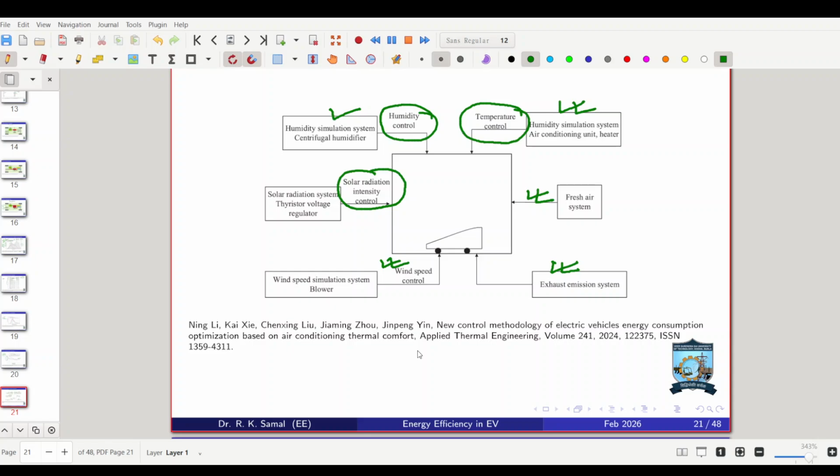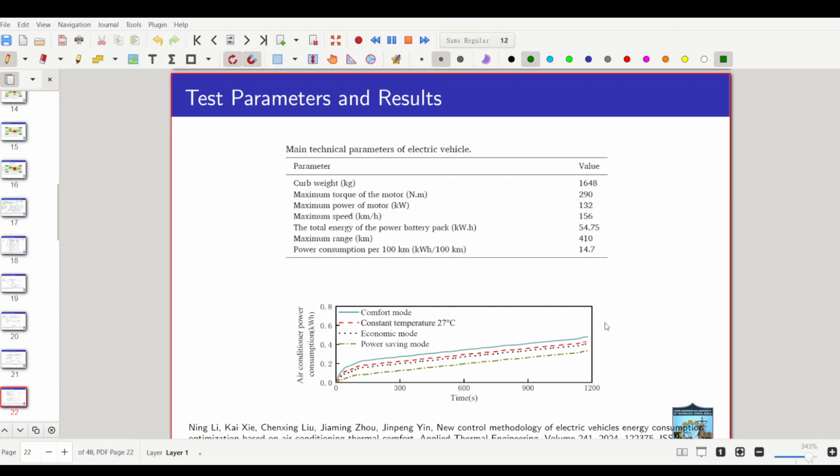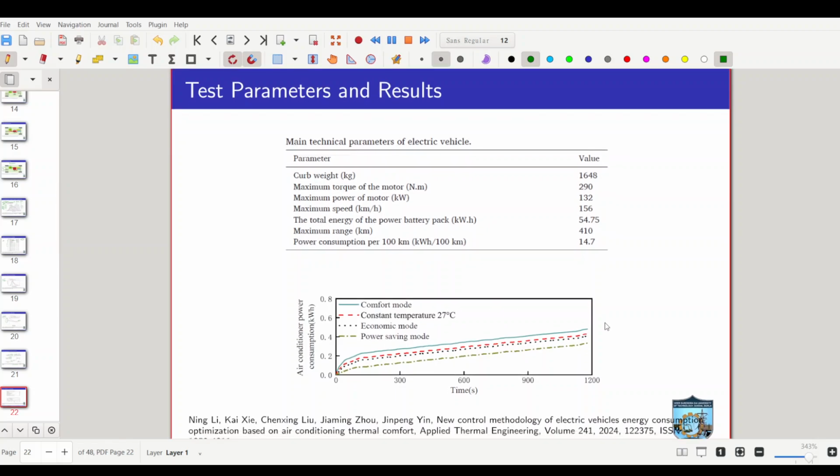So this paper is in Applied Thermal Engineering. It's a recent paper in 2024. These are the parameters and the results. This vehicle is a bit heavier compared to the first vehicle that we have seen, the smaller one. It's around 1.7 tons, 290 Newton meter torque. Maximum power, the first vehicle that we saw was only 30 kilowatt, but in this case it is 132 kilowatt, and here the maximum speed is 156, whereas it was 80 in the first case. And total battery energy is 54 kilowatt hour.